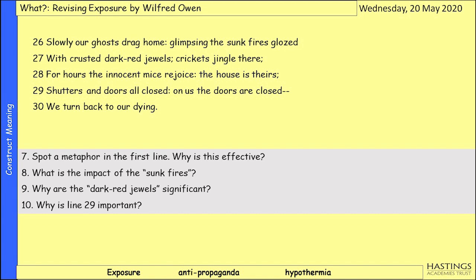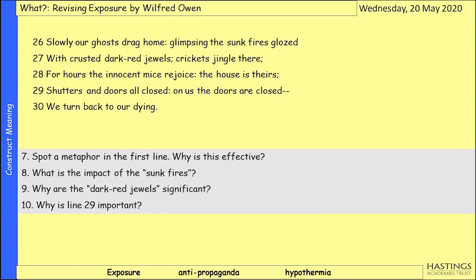Number 8. Sunk fires could link back to that delusional state that soldiers got into just before they died of hypothermia, where once again they're thinking about feelings of warmth and their memories of nicer times.